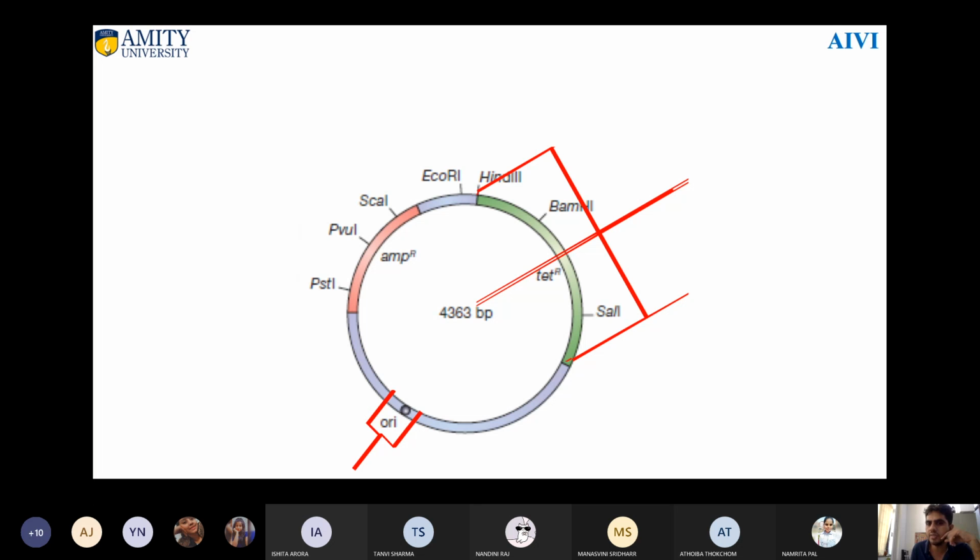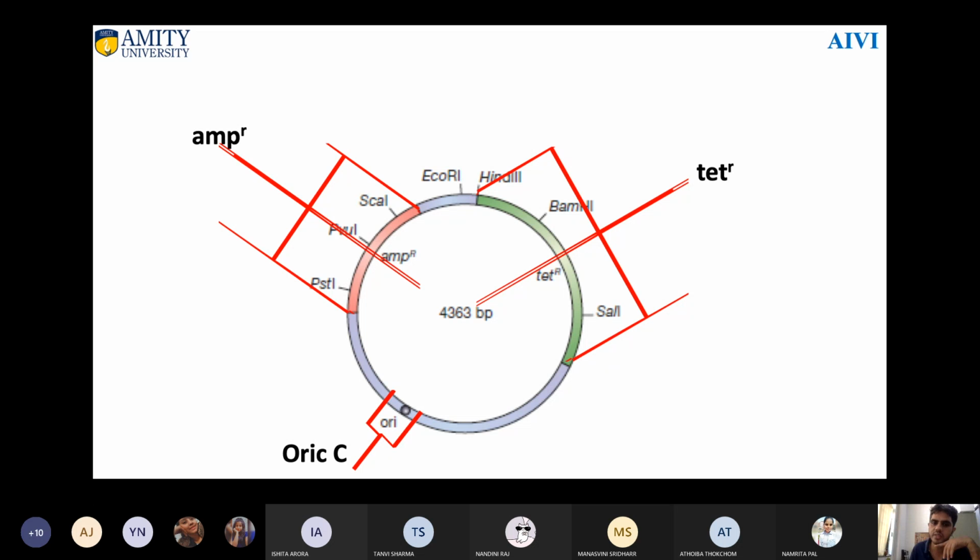Then the second one, it has the HIND3, BAMH1, and SAL1. These restriction sites are present where? These are present in the tetracycline resistance gene. TET is tetracycline resistance. So this green color is the gene for the tetracycline resistance. And then the next one is the PST, PVU, SCA. These are present where? These are present in the next gene that we call the ampicillin resistance gene. So two resistance genes are there. One is the ampicillin resistance, second is the tetracycline resistance, and third is going to be your origin of replication. So these are the properties that are going to be there within your vector.